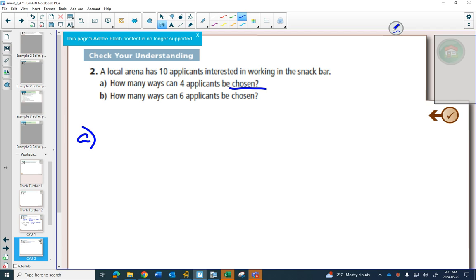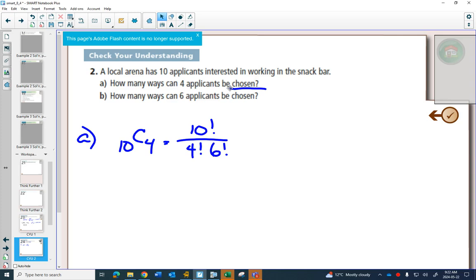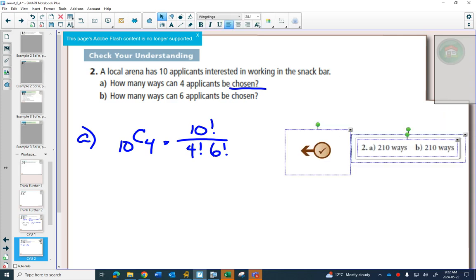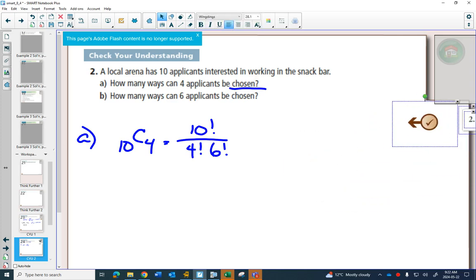But since the order doesn't matter, this is a combination. You just have to do 10 choose 4. You go right away to your formula. 10 factorial will be on the top, 4 factorial will be on the bottom, and then on the bottom the 2 numbers always add up to the top number. So go to your calculator, this is quicker. You'll get 210 ways in total.